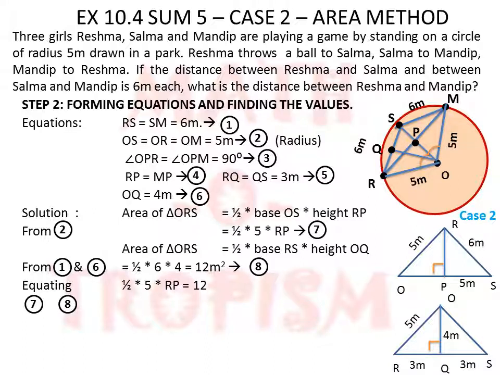So what happens? Half into 6 into 4 is 12 meter square. So half into 5 into RP is equal to 12. So RP is 24 by 5, which is equal to 4.8 meter. RM is equal to 2 into RP, which is 9.6 meter. So any method we do, we get the same answer.